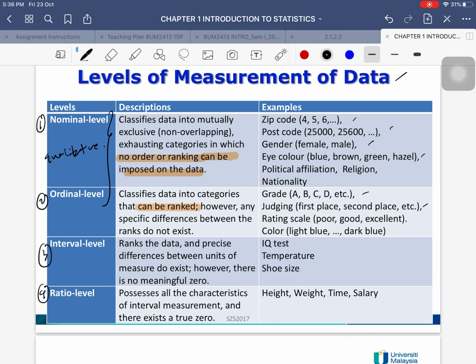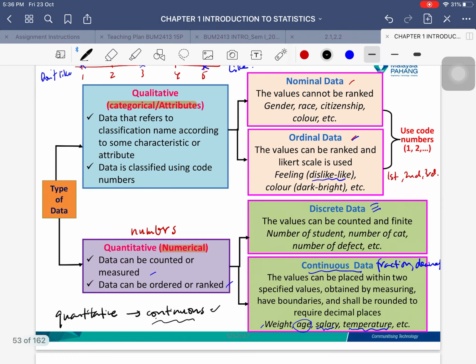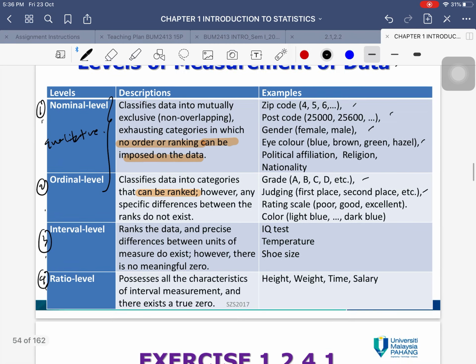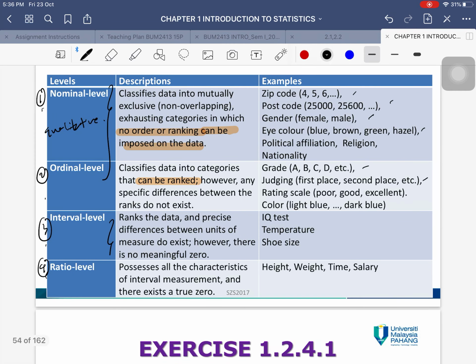So whether you get an A, B, C, D, first place, second place, third place, and so on, that is called the ordinal level. So it's going to be the same as what we have seen before. If the question asks you to categorize whether it's qualitative or quantitative, this is how it goes. But if the question asks you what the level of measurement is, it's going to be either one of these 4.